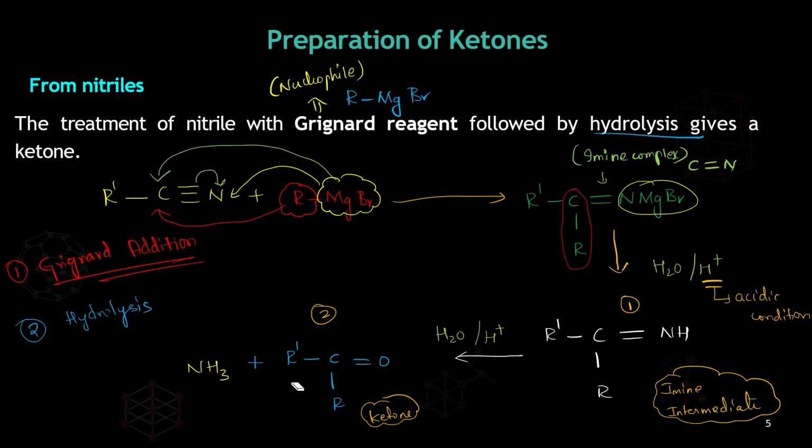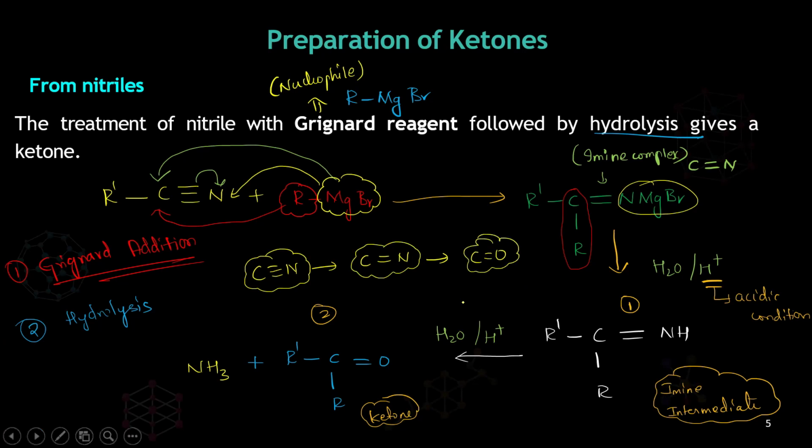From C triple bond N, it will form C double bond N, and this will form C double bond O. This is the actual overall transformation. C triple bond N, we call the nitrile. C double bond N, we call the imine, and C double bond O, we call the ketone. Carbonyl group. This is a carbonyl group. Is this clear?